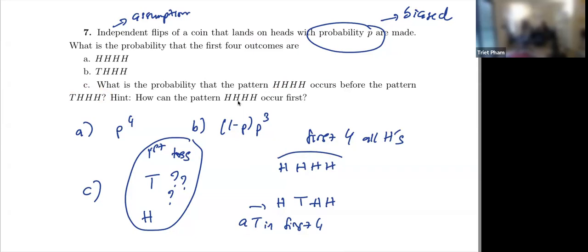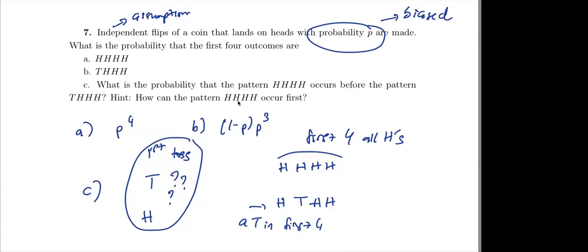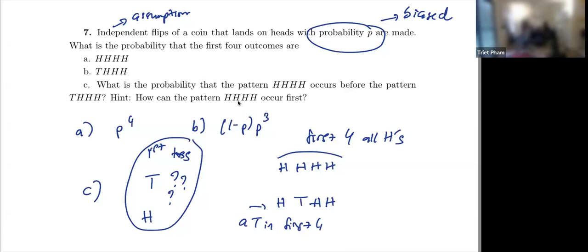So the logic is, if you want to convince people, you have to explain why, if there's a tail in the first four tosses, then four heads cannot come before tail, head, right? All right, any other suggestion?